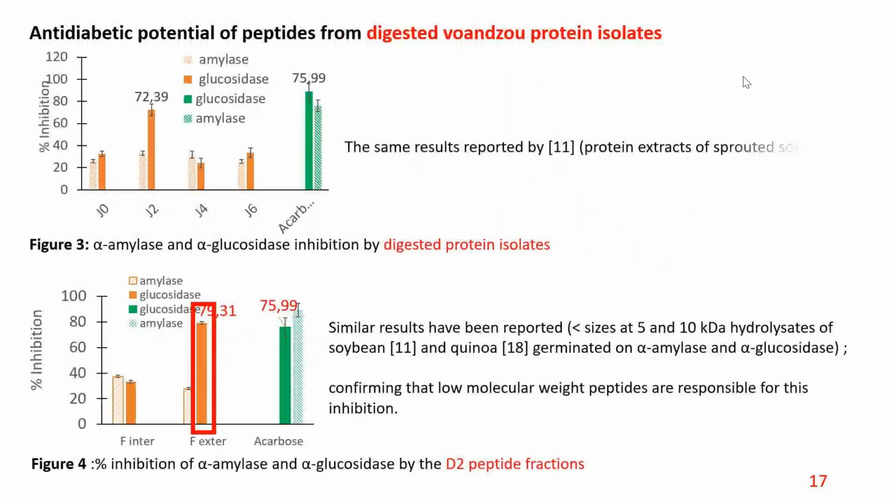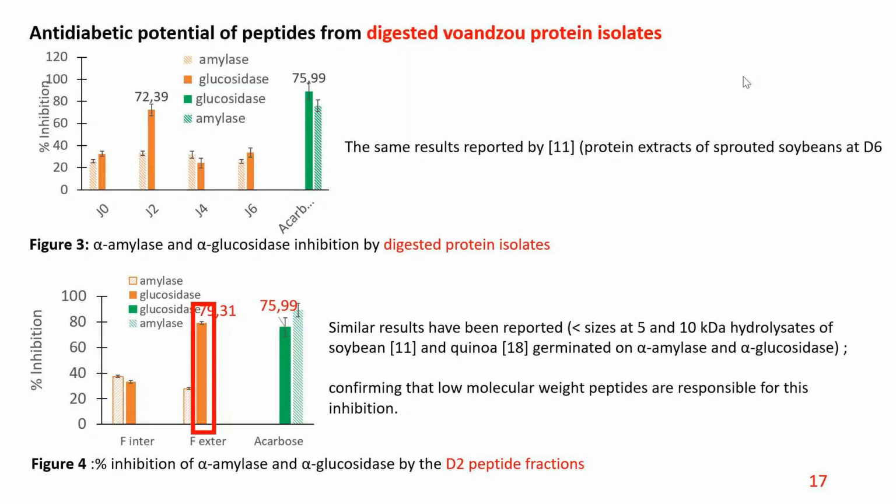When we digested this extract, Figure 3 shows the effect of digested protein extract on alpha amylase and alpha glucosidase activity. We can note that only the crude extract on day 2 of germination shows inhibition similar to the control. The same result has been reported in the literature on protein extract of sprouted soybean at 6 days of germination.